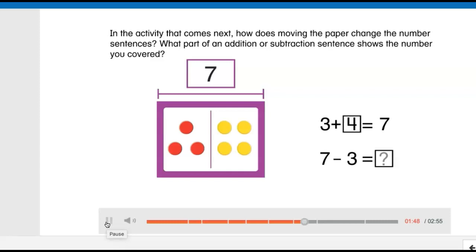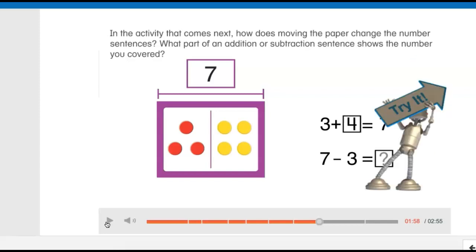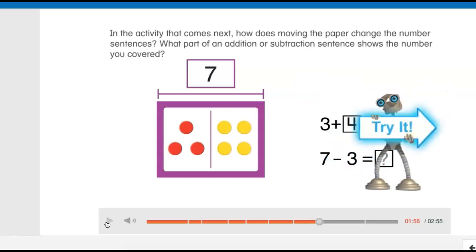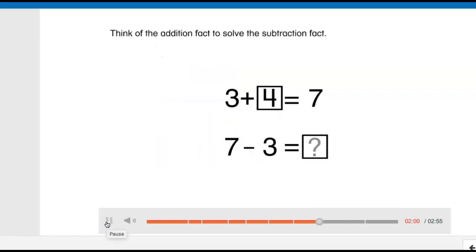In the activity that comes next, how does moving the paper change the number sentences? What part of an addition or subtraction sentence shows the number you covered? Think of the addition fact to solve the subtraction fact. What is the addition fact that will help you solve 7 minus 3? 3 plus 4 equals 7. What is 7 minus 3? 7 minus 3 equals 4.